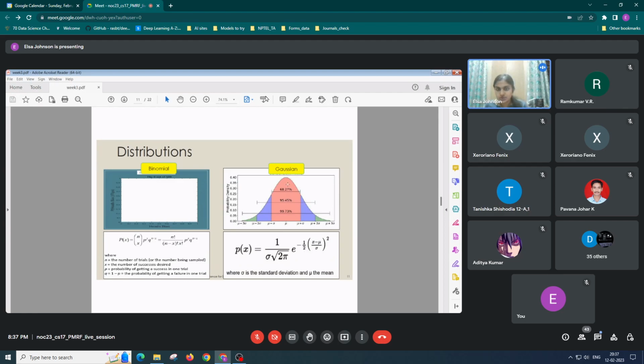Then Gaussian. So for the Gaussian distribution, between 1 sigma you'll be covering about 68.27% of the whole values. Between 2 sigma you'll be covering 95.45%, and 3 sigma will give you 99.73%. Okay, this is the equation.